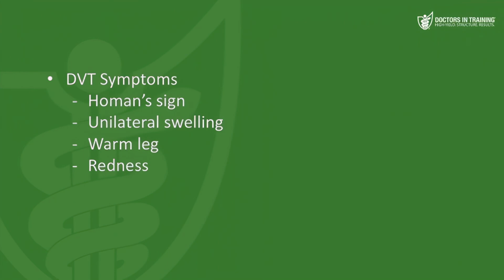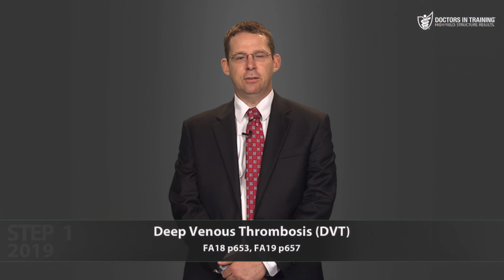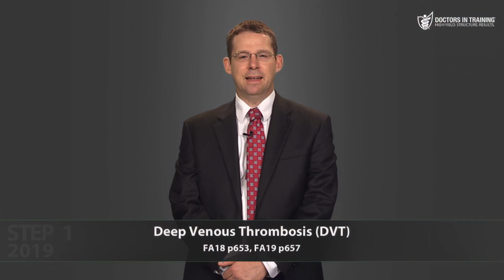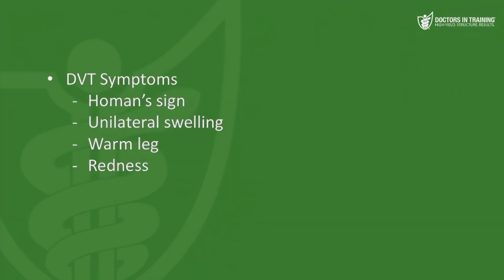DVT symptoms occur mostly with unilateral leg swelling. You rarely see bilateral leg swelling. It's atypical for DVTs. It's normally seen in heart failure. The patient typically experiences warm leg, redness, and when you see this, you measure the size of both legs, comparing the differences. If one leg's grossly larger than the other, your concern for DVT increases.